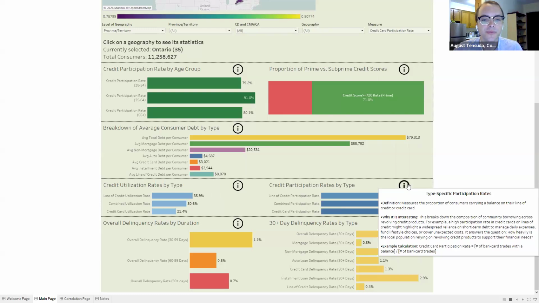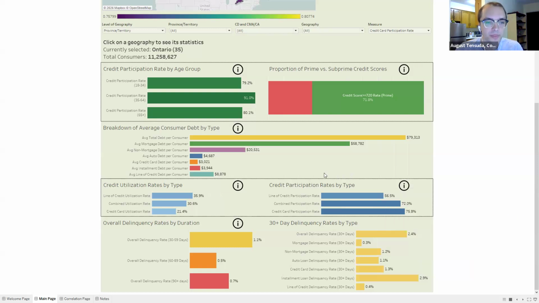So let's say my credit card limit is $1,000, just to make it easy, and I'm using $500 of that credit limit. Then my utilization rate would be 50%, but my participation rate is 100% because I have a balance. So this is saying that 75.8% of people within Ontario have a credit card that has a balance.